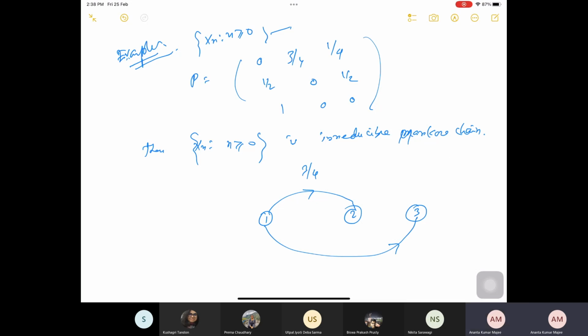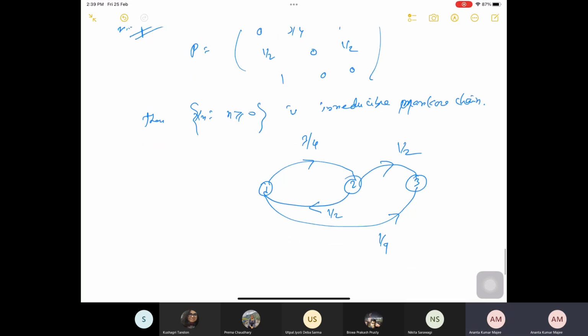That is, P13 is 1/4. That means from state 1, state 3 is accessible with probability 1/4. Now, 2 goes to 1, this is half. 2 goes to 2, this is 0. And then 2 goes to 3 with probability half.